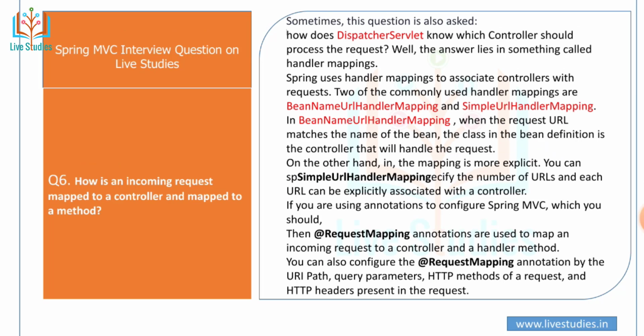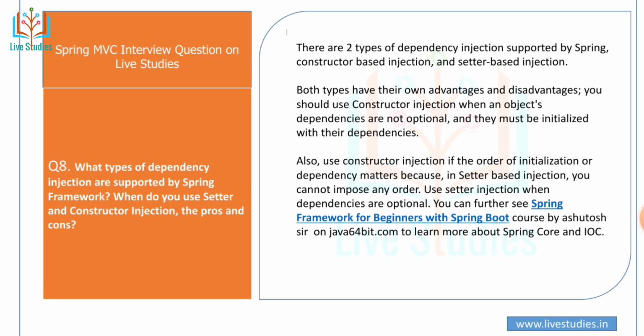Okay, moving to another question. What types of dependency injection are supported by the Spring framework? When do you use setter and constructor injection? There are two types of dependency injection supported by Spring: constructor based injection and setter based injection. Both types have their own advantages and disadvantages. You should use constructor injection when an object's dependencies are not optional and it must be initialized with its dependencies. Also, we use constructor injection if the order of initialization of dependencies matters, because in setter based injection you can't impose any order.